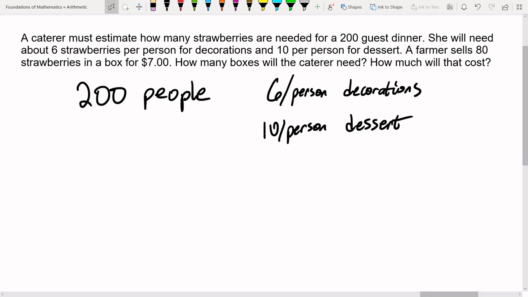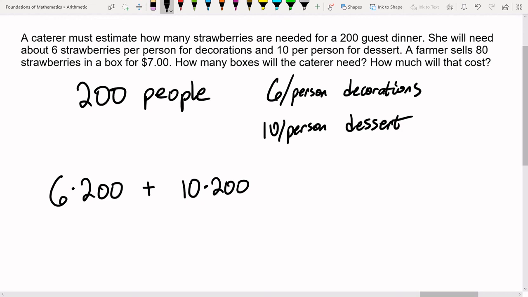So the first thing we need to figure out is how many strawberries do we need? Well, 6 per person for decorations, and there's 200 people. That means there's 6 times 200 for decorations. And then there's 10 per person, and there's 200 people. There's 10 times 200 for dessert. And these, of course, are just going to be combined for a grand total of how many strawberries you need.